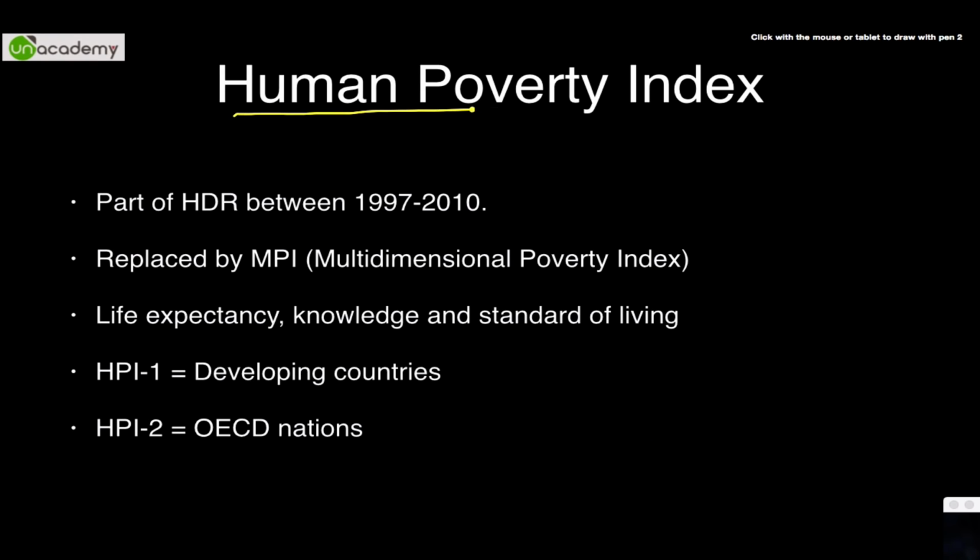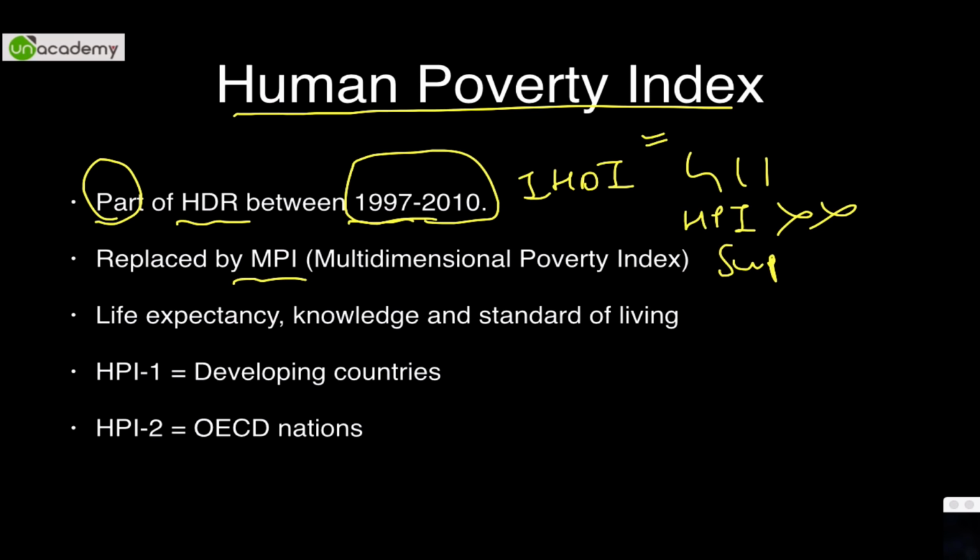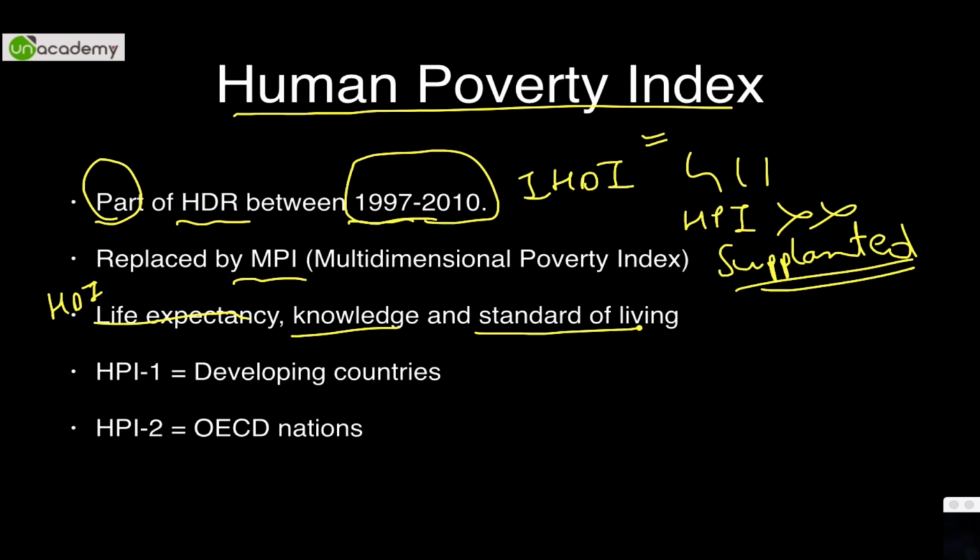See, the Human Poverty Index is an index. It was basically part of the Human Development Report, which was made between 1997 and 2010. After 2010, there were major changes: IHDI was introduced, GII was introduced. Similarly, HPI was removed. It was completely discontinued and replaced by MPI. The term which can be used is supplanted rather than supplemented. Supplant means overthrowing. It basically includes the same things as HDI, so there is no difference: life expectancy is there, knowledge is there, and standard of living is there.